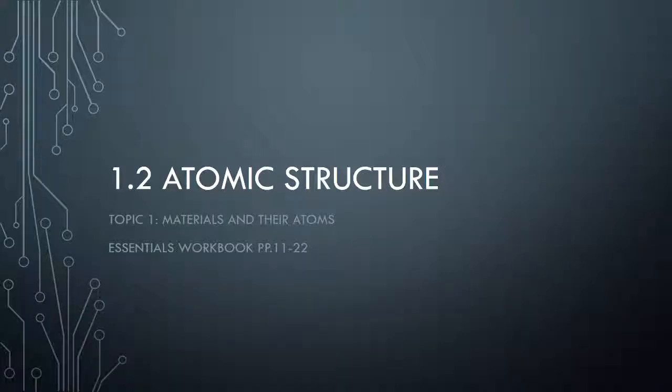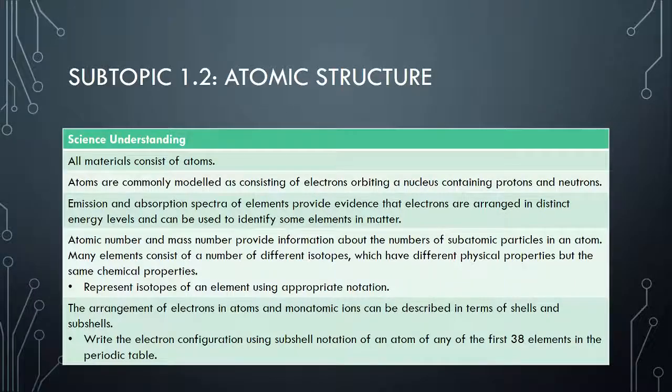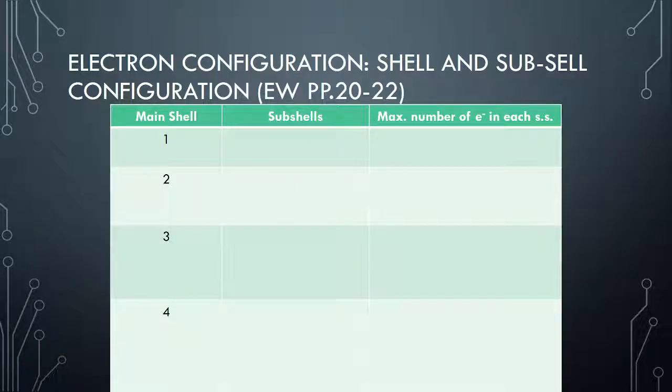Hello everyone, this is the fourth video of 1.2 atomic structure. In this video, we'll be still looking at main shells, electron shells, and also subshells. In this video, we specifically talk about which main shell has what sort of subshells and how many electrons can go into each subshell, sorry.